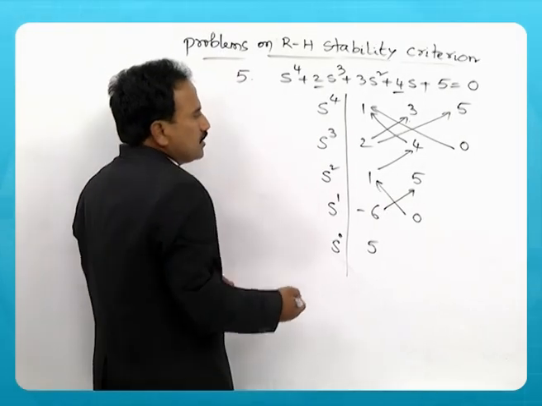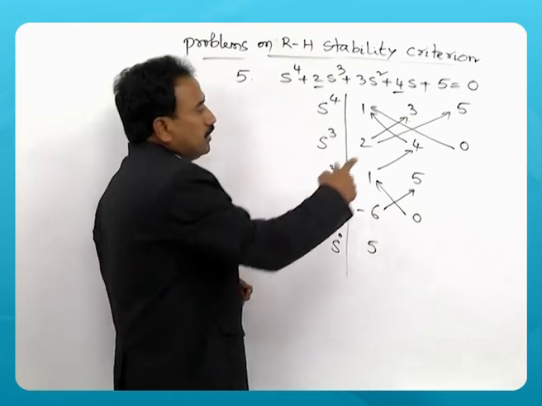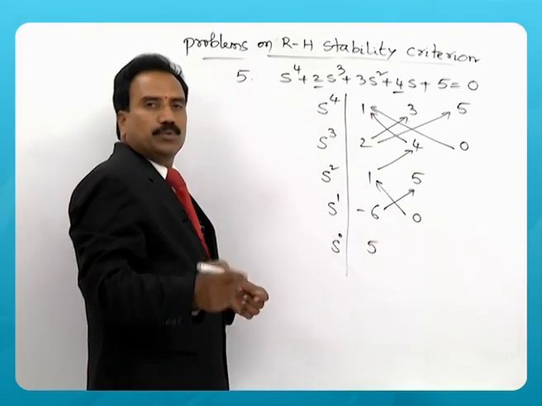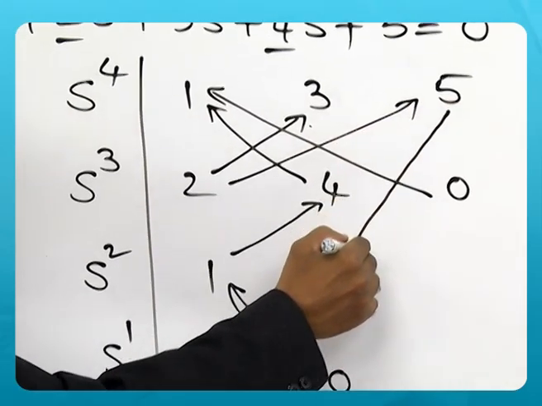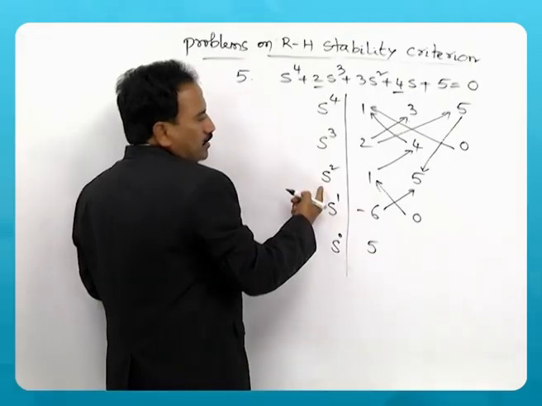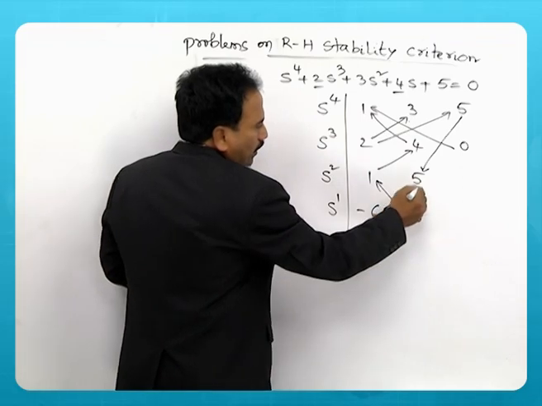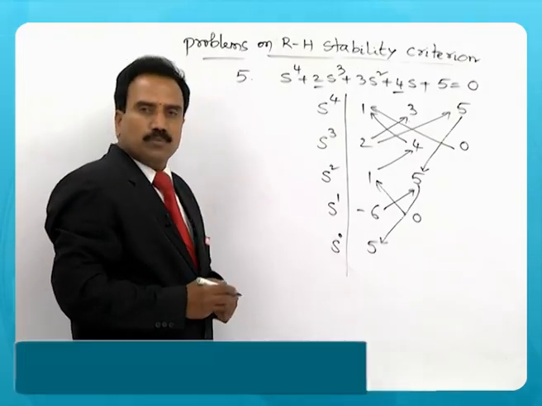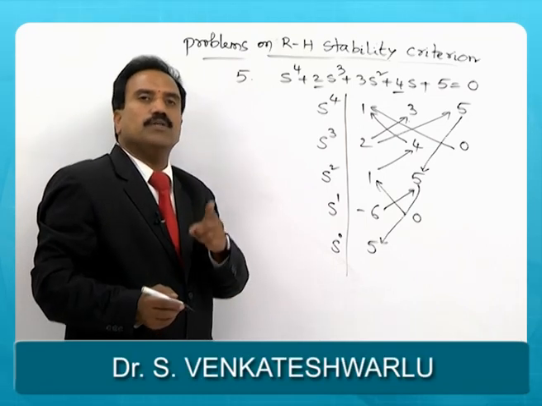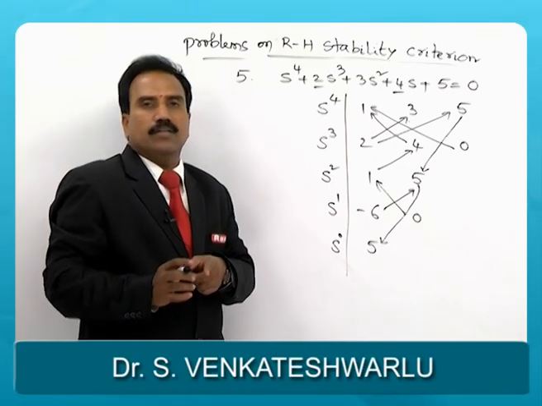So you can check whether the table formed by you is right or wrong by looking at this: the last element of the S power 4 row is the same as the S power 2 row, and this is again the same as the S power 0th row. That is one piece of information that you have done it the right way.